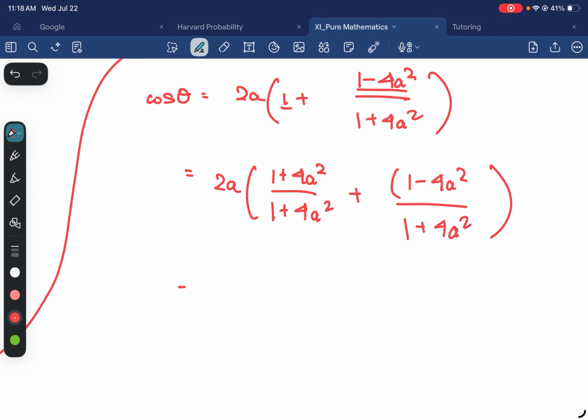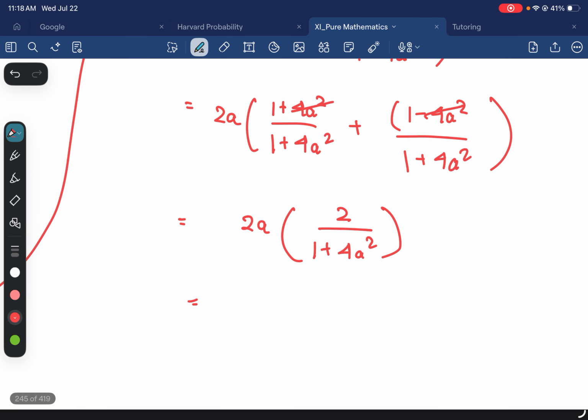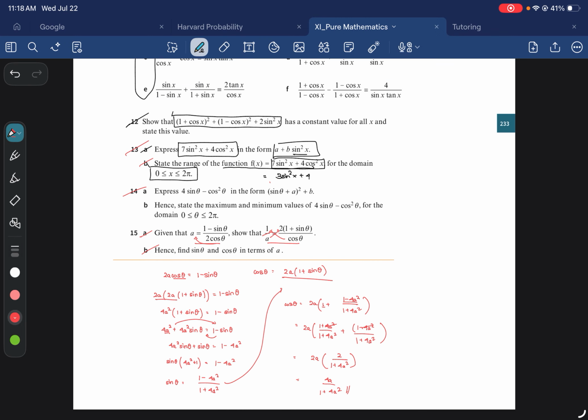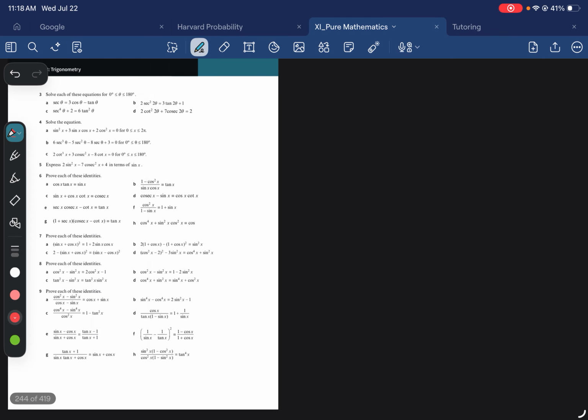And when you simplify everything, you get 2a times the sum. If you add the numerators together, plus 4a squared minus 4a squared cancel out. 1 plus 1 is 2, over 1 plus 4a squared. And if you simplify everything, you get 4a divided by (1 plus 4a squared). And we're done. So that is everything for trigonometric identities.